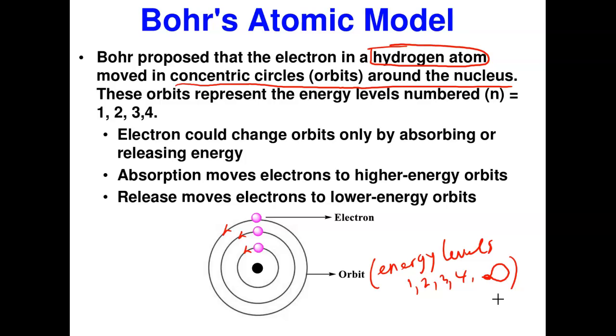An electron that is in a higher energy state can drop down, releasing or losing energy, and one that is in a lower energy state can actually jump up to a higher energy state, in that process absorbing energy.